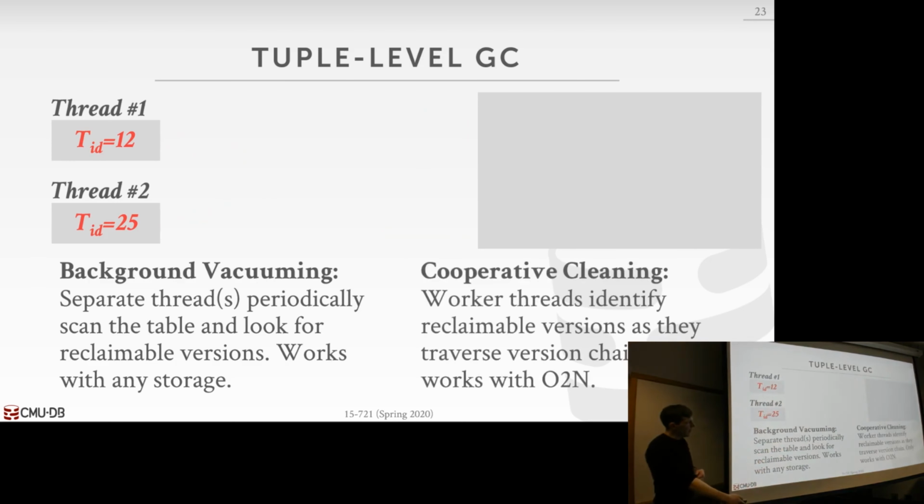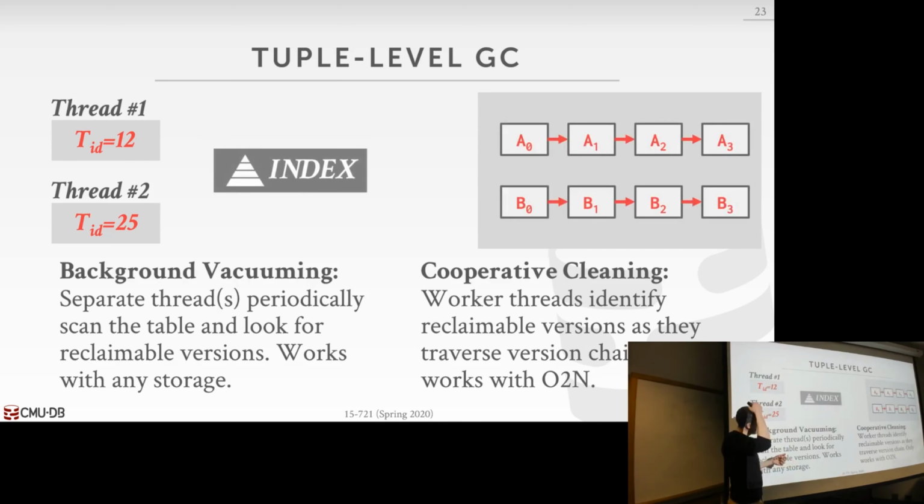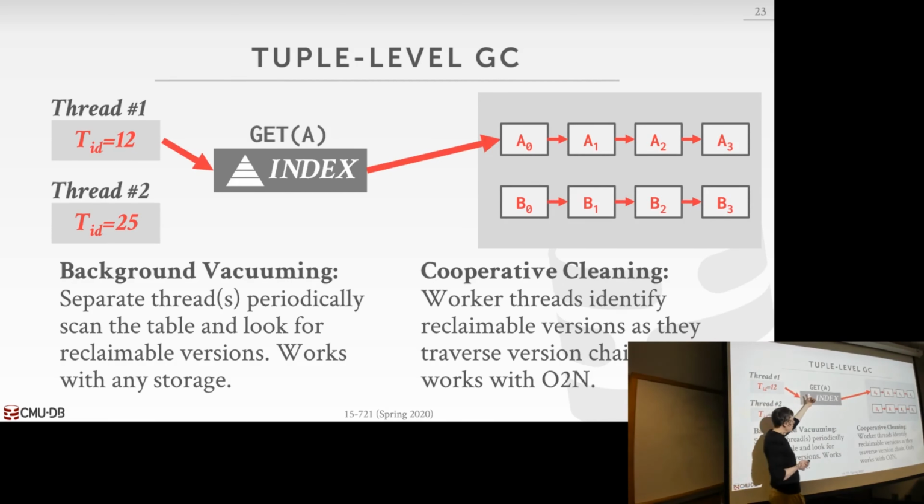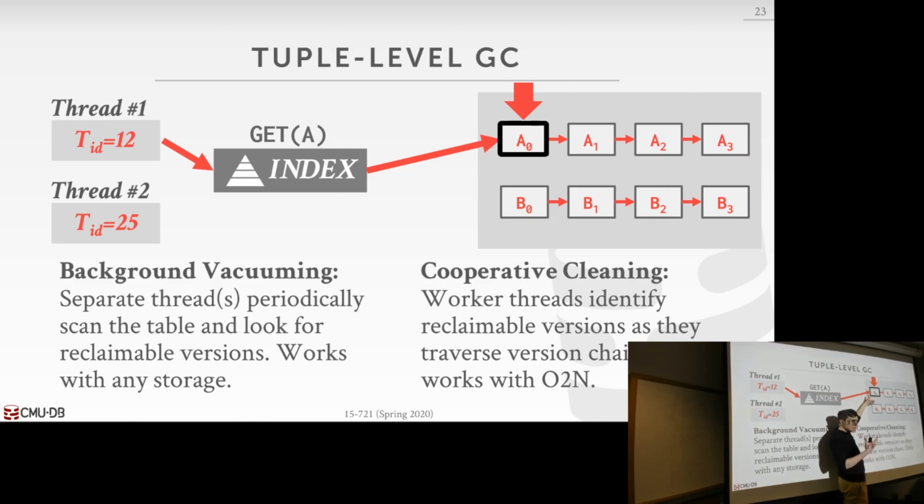So with cooperative cleaning, the idea is that we're not going to have any separate threads, as with background vacuuming. It's just that as our transactions or queries start running, if they come across old versions, we go ahead and clean them up. Say this guy runs, he's going to do a lookup in the index to find key A, and we're going to get to the head of the version chain. Then as I'm scanning along to find the right version that I want, I check the timestamp, which I'm doing anyway to see whether it's visible to me.